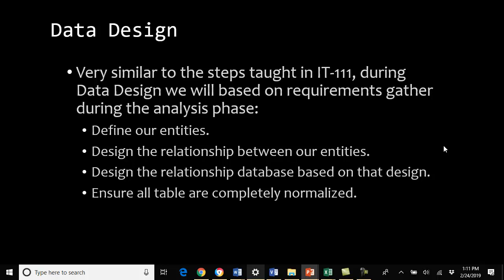We'll go through and understand the requirements, and based upon those requirements, understand our entities and the relationships between the entities. We're going to design the relational database based upon that design, and we're going to ensure that it's completely normalized. Once again, if you haven't taken IT 111, that's what you're going to be doing in it. If you have taken 111, I'm hoping by listening to this, you start realizing where those initial requirements come from. And again, from the requirements phase of the SDLC.